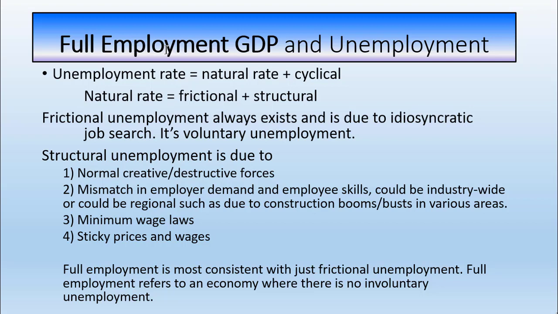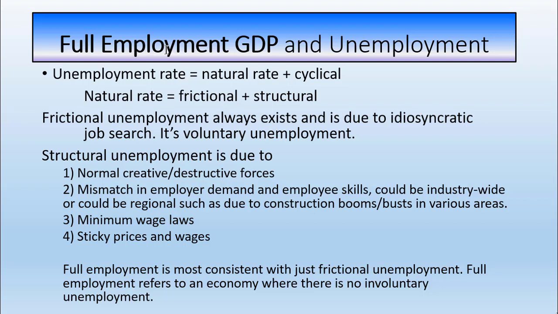Okay, so the unemployment rate equals the natural rate of unemployment plus a cyclical component. We know what the cyclical component is. That's the business cycle. That's the wavy part, right? So set that aside and let's look at the natural rate. The natural rate of unemployment equals frictional plus structural unemployment. Frictional unemployment always exists, and it's due to idiosyncratic job search. It's voluntary unemployment. People quit their jobs, they leave, they transfer, and it takes a while.